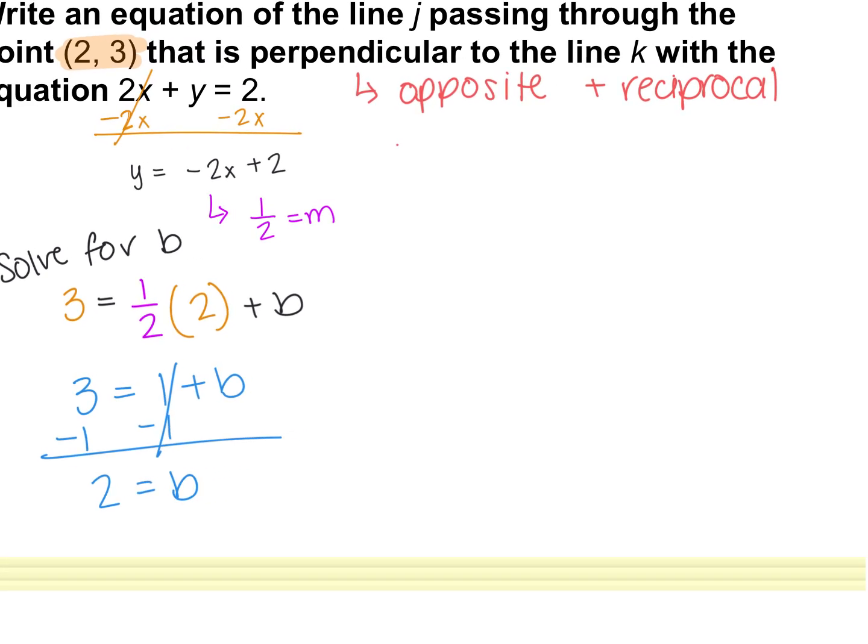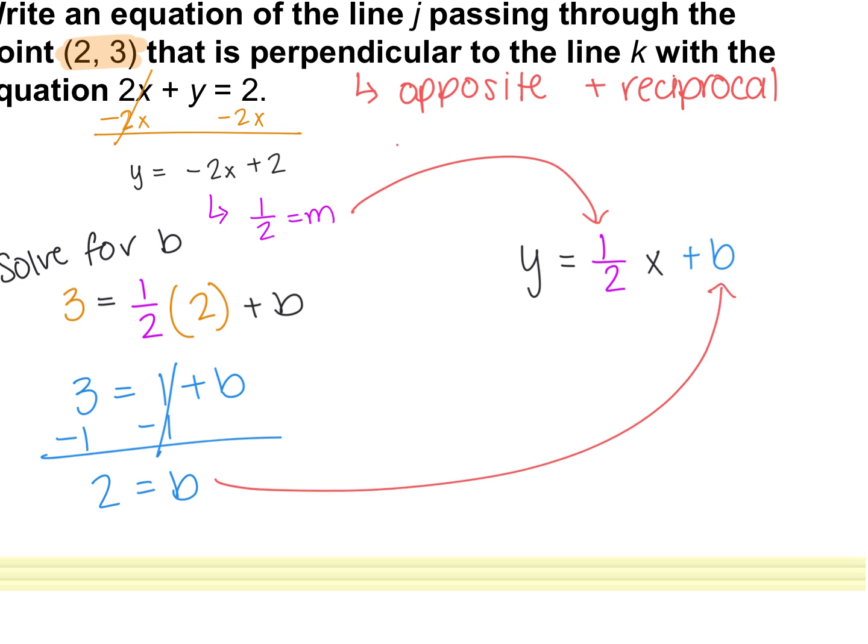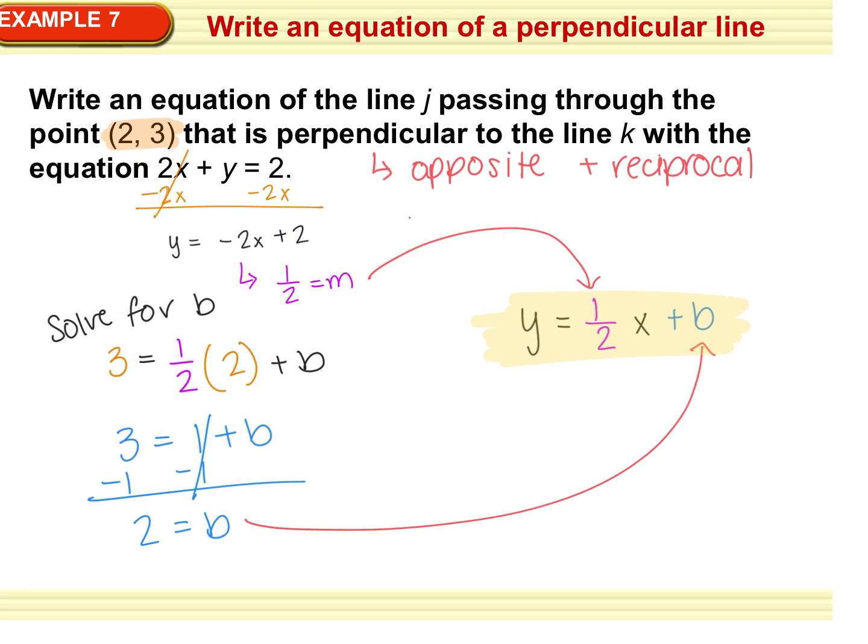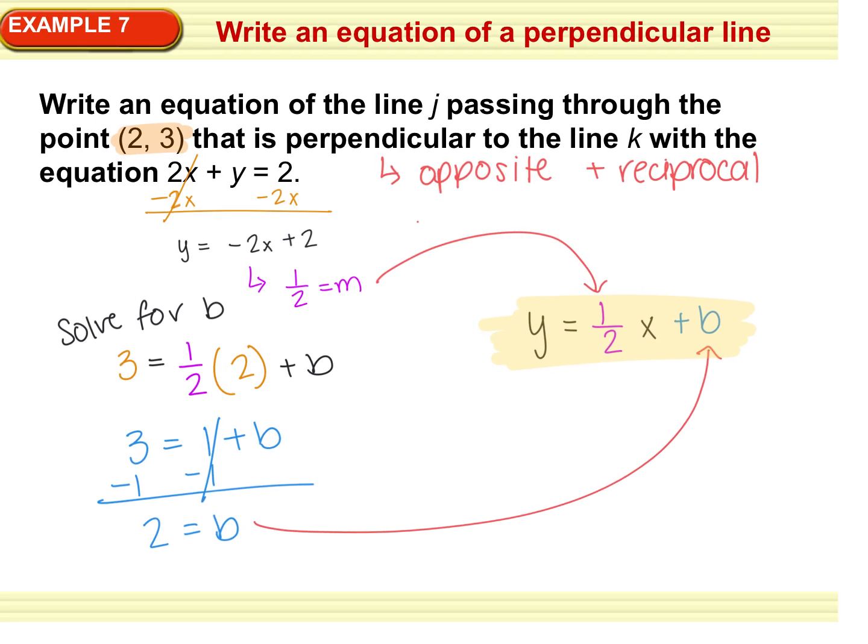So now writing my new equation. My new equation is going to be y equals 1/2 x plus b. So again, where am I getting these from? This is my new slope, this is my new b, and this is my new equation. All right, questions on this? B or 2? I'm sorry, you're right, it is 2. My mistake. This is a 2. Good. Plus 2.